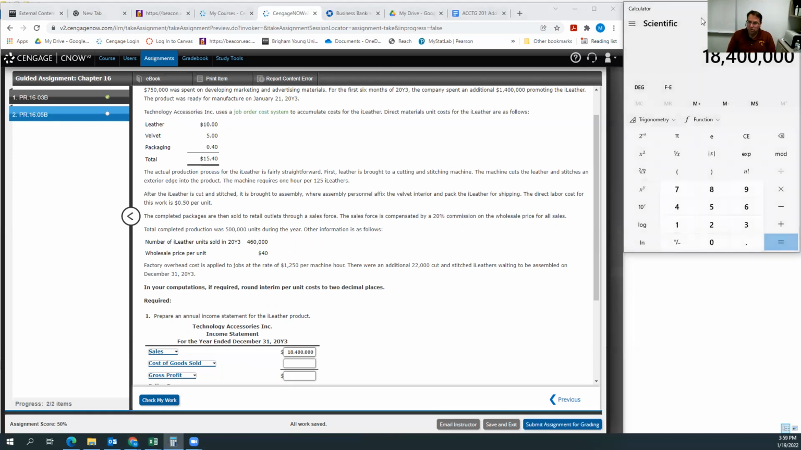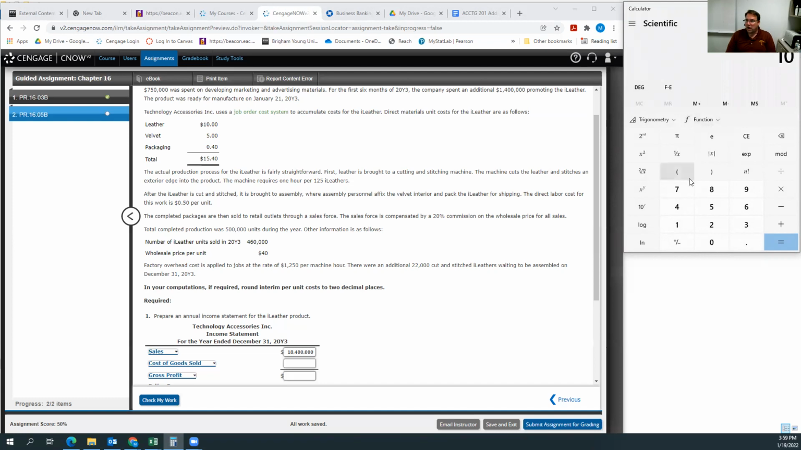So if I produce, let's see, 500,000 of them, is that what I need to do? No, that's not what I need to do. I'm going to say if it's $1,250 per machine hour, and each machine hour can do 125 eye leathers, then I know that it's $1,250 divided by 125, or $10 per eye leather in overhead.